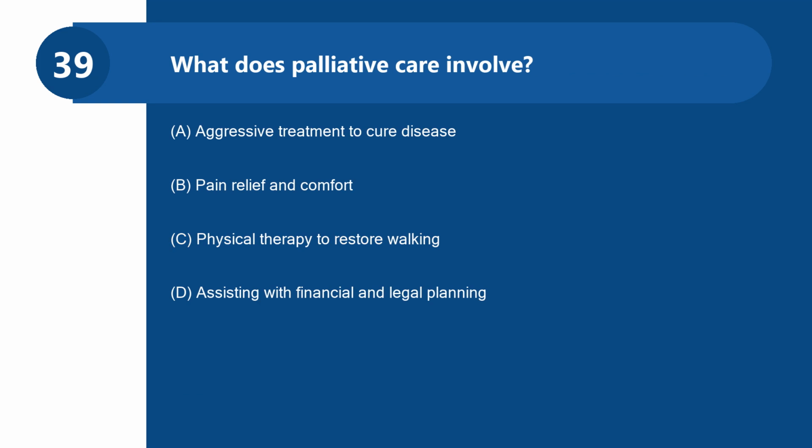Question 39. What does palliative care involve? Option A, aggressive treatment to cure disease. Option B, pain relief and comfort. Option C, physical therapy to restore walking. Option D, assisting with financial and legal planning. The correct answer is option B, pain relief and comfort.